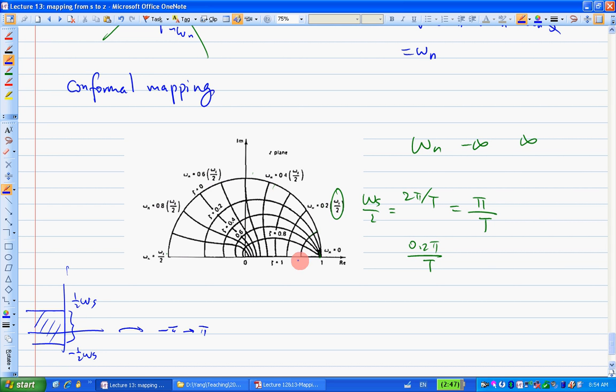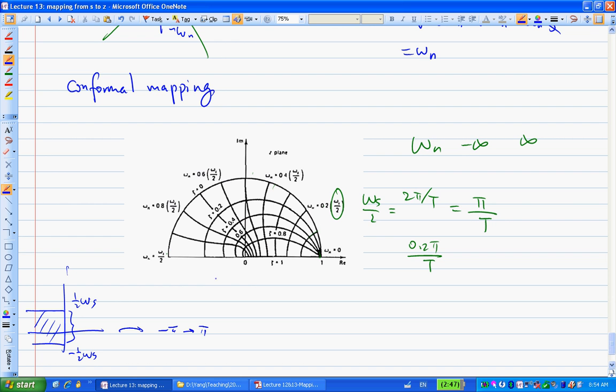So that's why after the mapping, with a certain sampling time of course, you basically just go from 0 to pi. After mapping, the frequency in the discrete domain is just 0 to pi now, or negative pi to pi. So that's the reason here.